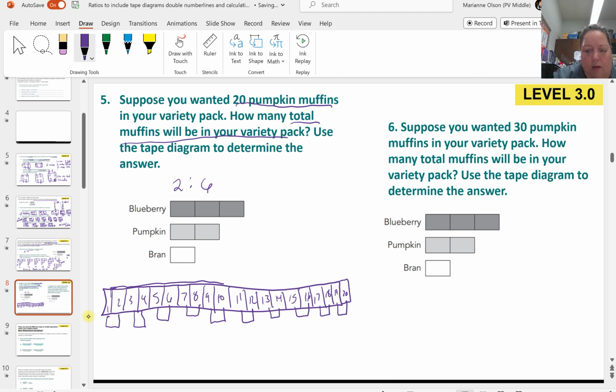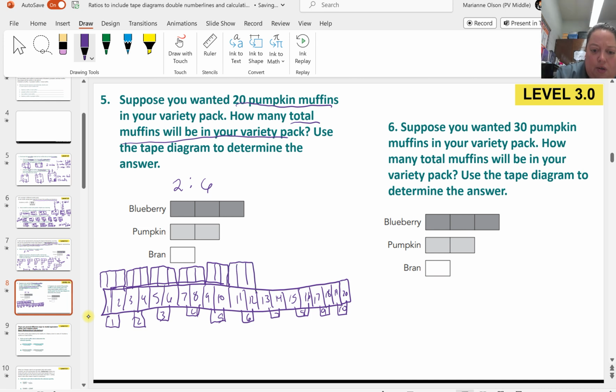So that's 1, 2, 3, 4, 5, 6, 7, 8, 9, 10. So I have 10 bran, 20 pumpkin. Now, how many blueberry? Well, I have 3 blueberry for every 2 pumpkin. So here's 2, and that's going to be 3. Here's 2 more. I'm going to divide it into thirds. 7, 8 makes 2 pumpkin. I'm going to divide it into thirds. 9, 10 make 2 pumpkin. I'm going to divide it into thirds. You see what we're doing?